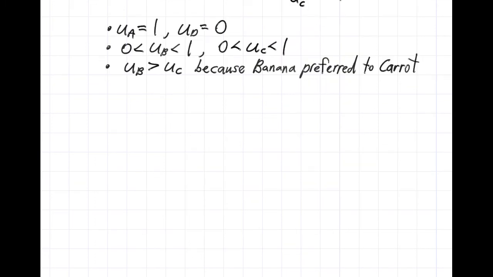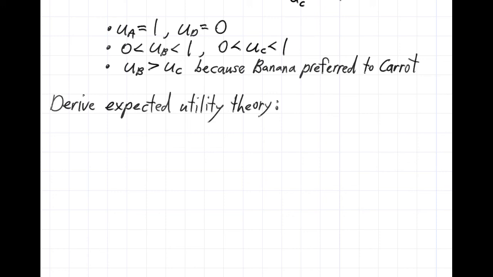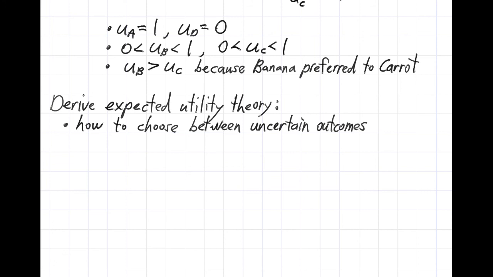Okay, so that tells us that for every certain outcome, if we can state what our preferences are, then we can assign a utility to every certain outcome. Now let's move on to expected utility theory, where the outcomes aren't certain. So the challenge now is, how do we choose between uncertain outcomes? And to work through that, let's create a new lottery which can pay out all possible outcomes.